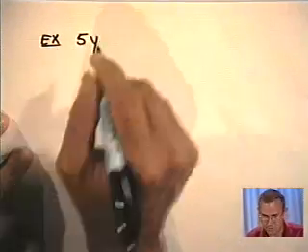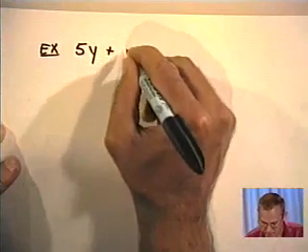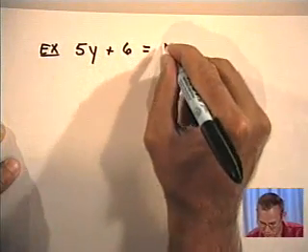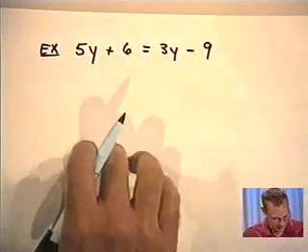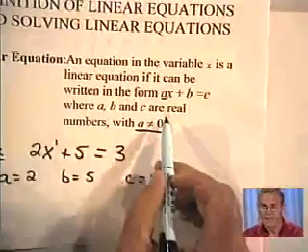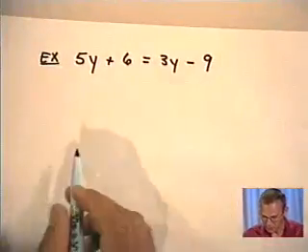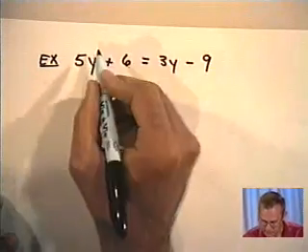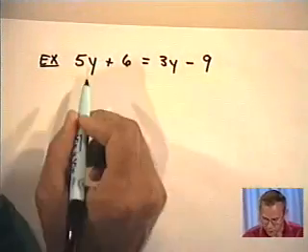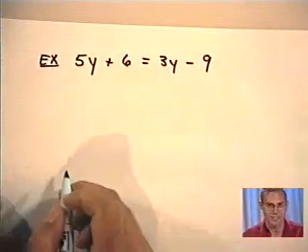Here will be an equation with the variable y. How about 5y plus 6 equals 3y minus 9. Now that doesn't look like our definition, ax plus b equals c. However, I notice that my variable in this case is y, and the power is 1. Whenever I see an equation where the variables have a power of 1, I know that it is linear.